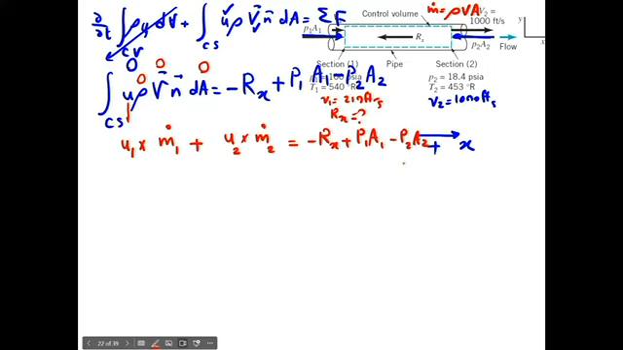Just the direction. Here I have velocity, here I have velocity. N is out, N is out. So opposite, negative. Same, positive.